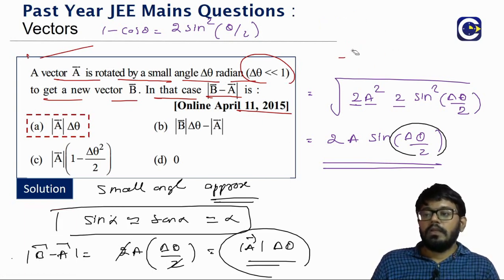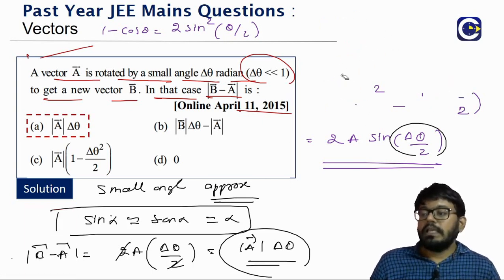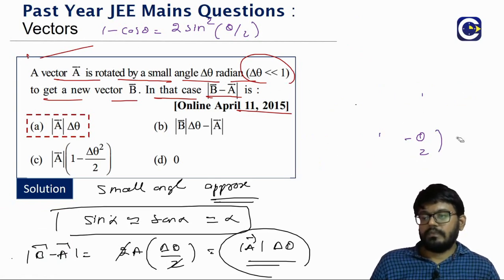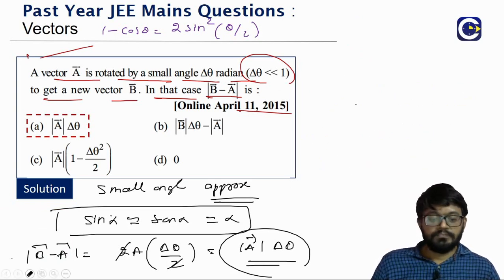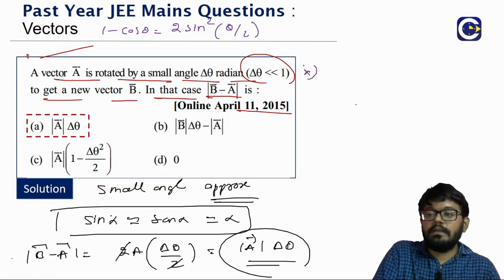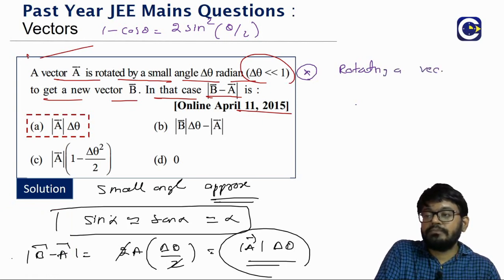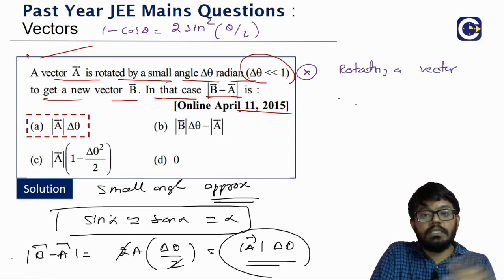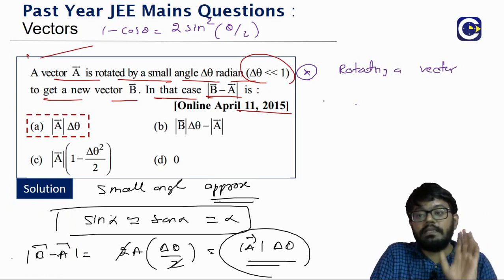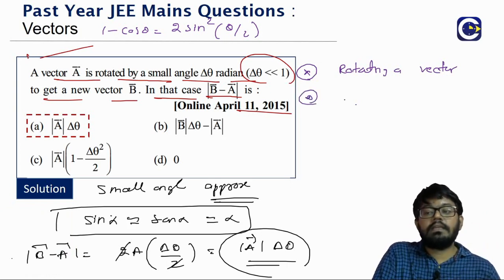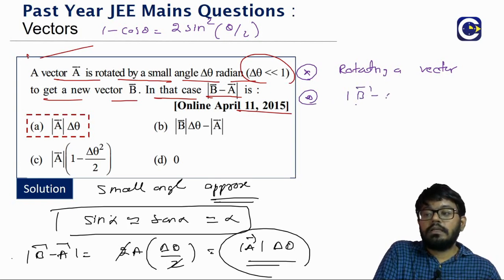Okay. So you check what are the things that we have used. What are the concepts we have used in this question? The first thing is the idea of rotating a vector. Rotating a vector will only change the vector in terms of its orientation, but the magnitude will remain the same. Second thing is the modulus of b minus a formula.